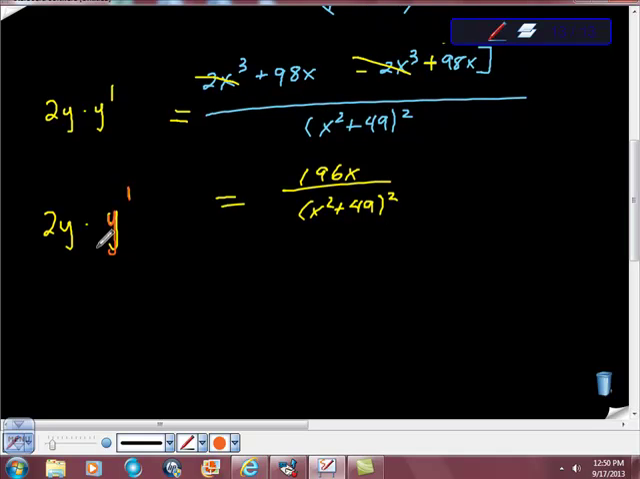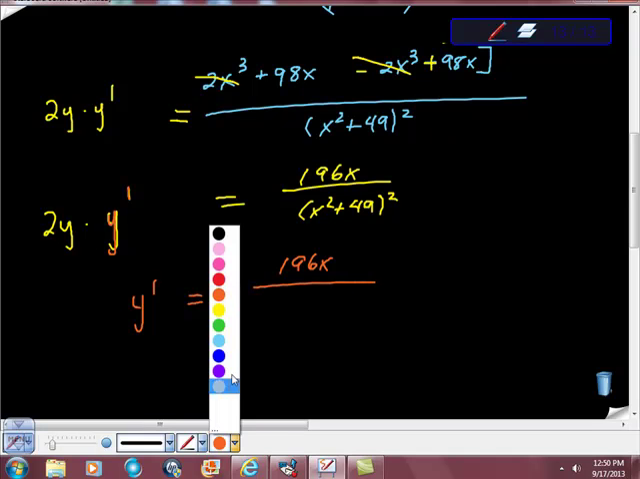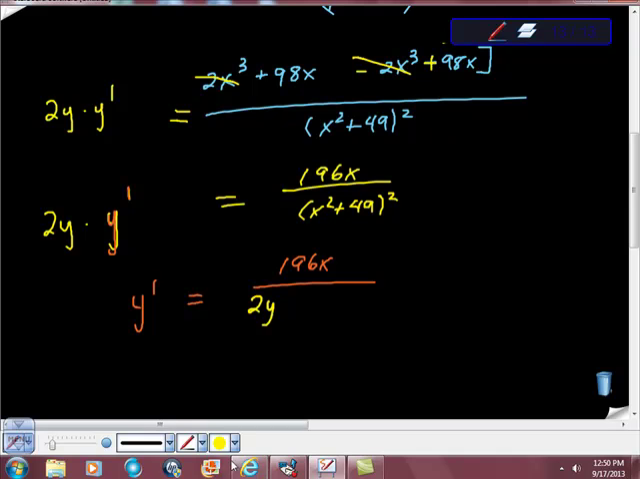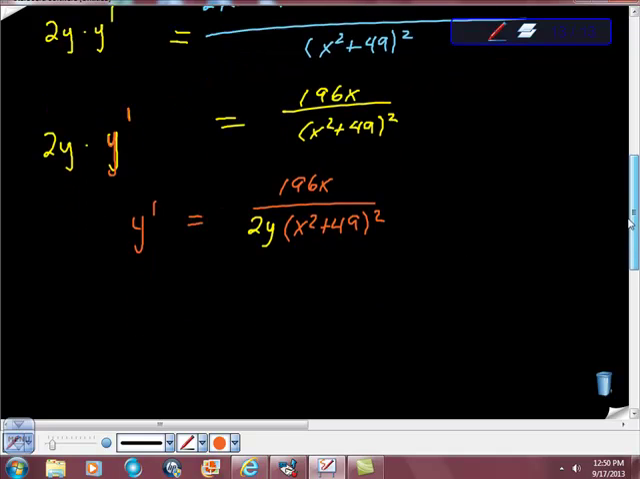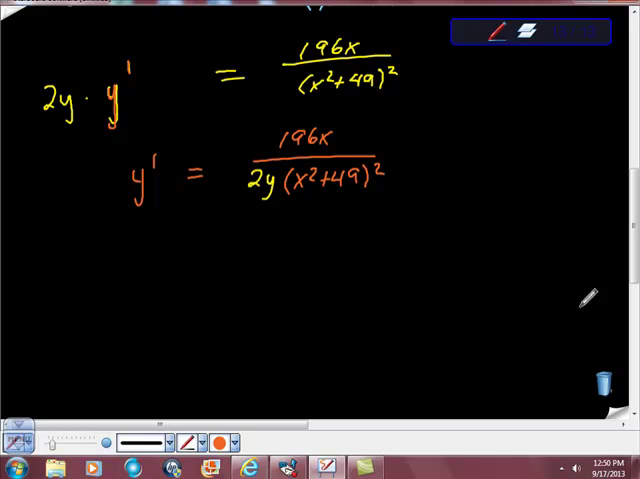So I'm going to multiply by 1 over 2y. That's going to give me that y prime is equal to 196x over, remember we're multiplying by 1 over that, so that gives us the 2y back at the bottom, times x squared plus 49 squared. I can simplify this and this. I'm not even going to bother with that, but I could simplify it. The reason I'm not going to bother with it is because I have to evaluate, and I can already see something happening here.